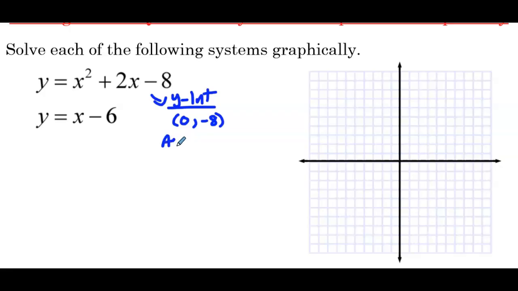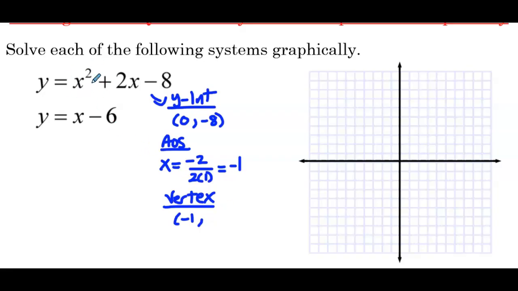Then we want to find the vertex. We'll start by finding the axis of symmetry. So that's x equals negative b, so negative 2, over 2a, so that's negative 2 over 2, which is negative 1. So the vertex is going to be the point negative 1, comma. So we'd have positive 1, minus 2 is negative 1, minus 8 is negative 9.